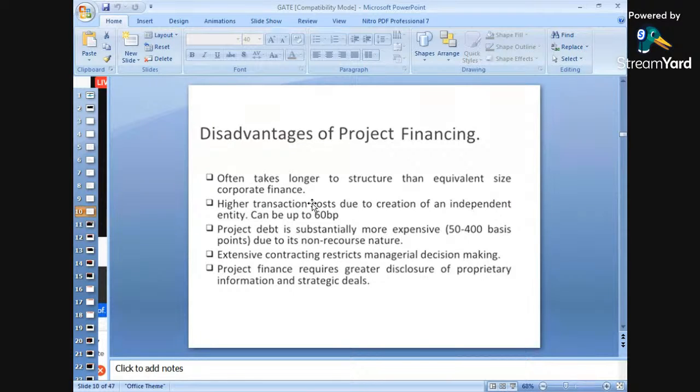Higher transaction costs due to creation of independent entities can be up to 60. That means a high amount will be required for construction of projects. Therefore, the availability of such a large amount will have to be taken care of for construction of any project. Project debt is substantially more expensive.